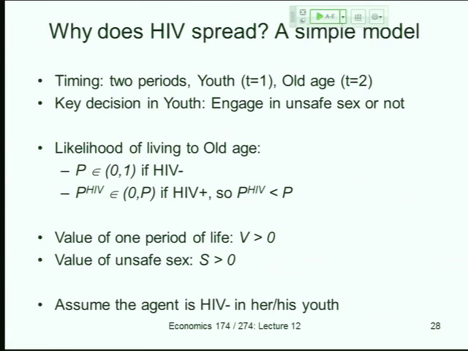So basically, the way we're going to model it is, if you do not engage in unsafe sex in this model, and we're going to talk about a bunch of extensions, but in the simplest form of the model, you're going to stay HIV negative. And you're going to live to old age with probability P. But if you engage in unsafe sex, there's going to be some risk you convert to being HIV positive, and that's going to affect your lifespan. That's the trade-off people are facing in this model.